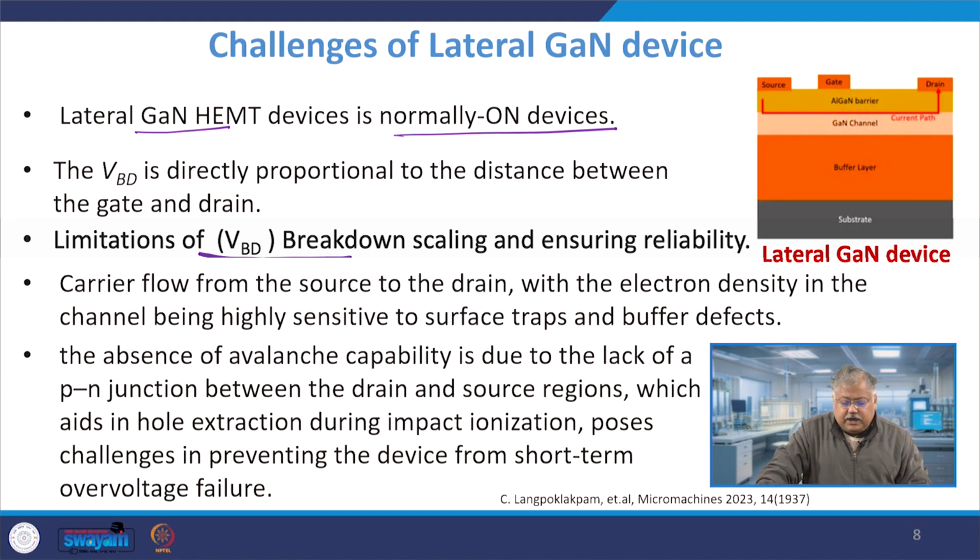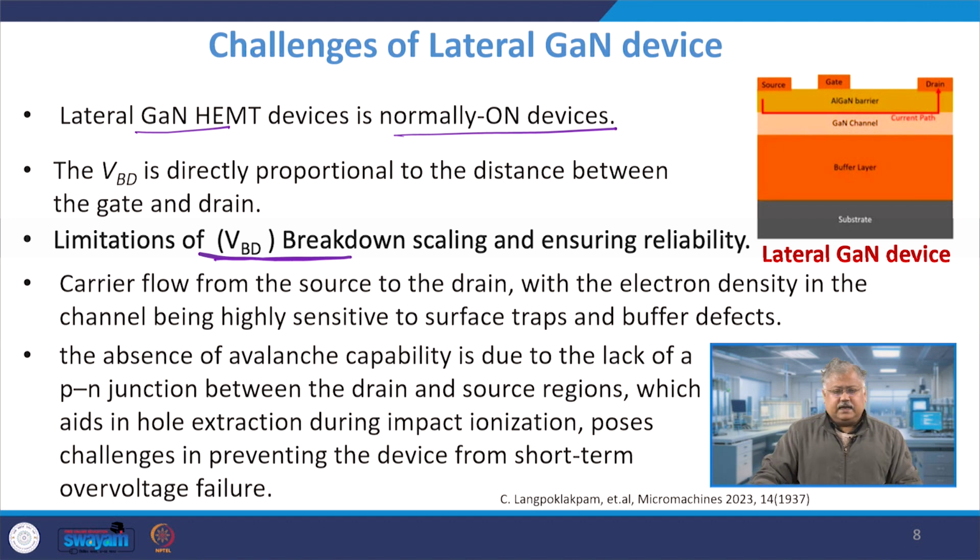Now the breakdown voltage is directly proportional to the distance between the gate and the drain. The higher the distance between gate and drain, the more voltage you need to apply in order to switch it off, right? That is expected also because the electric field becomes low, and therefore you require a larger bias to have a lesser amount of current flow there. This ensures that there is a limitation of breakdown voltage scaling, and therefore ensures reliability. So this is one problem area where people face a limitation to the VBD scaling, right? Breakdown voltage scaling is always limited.